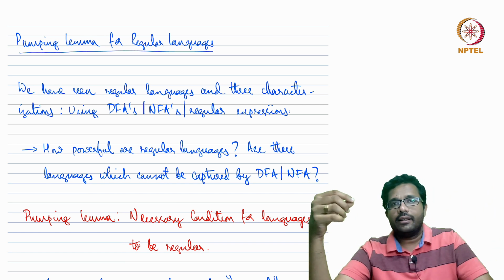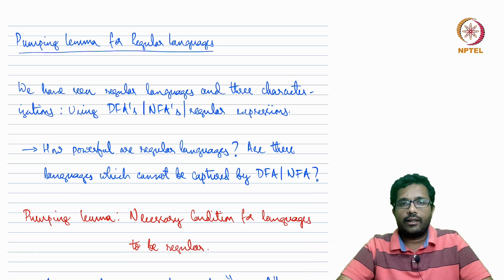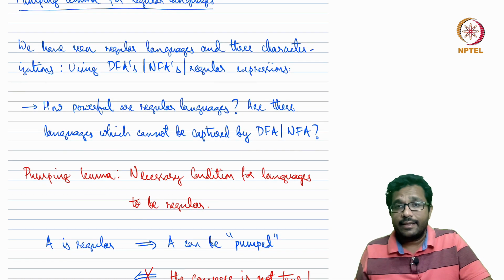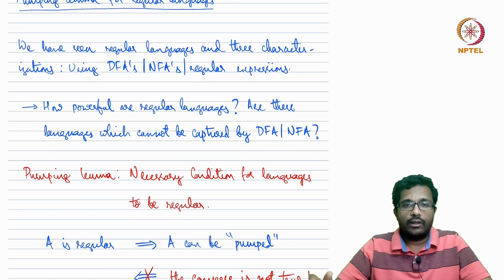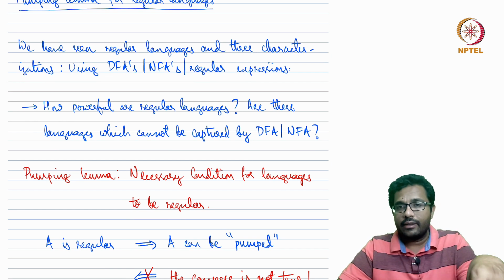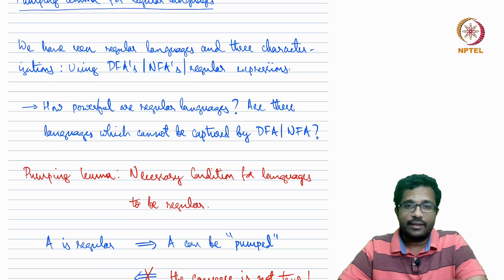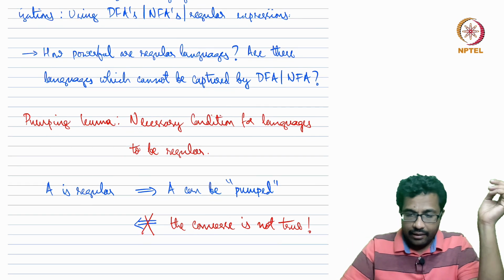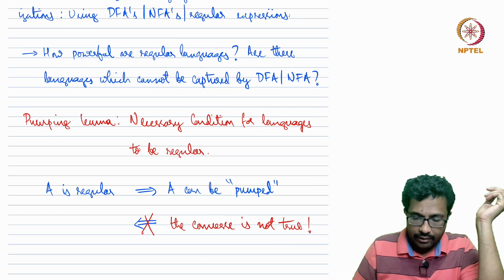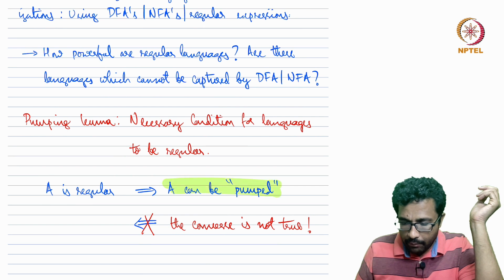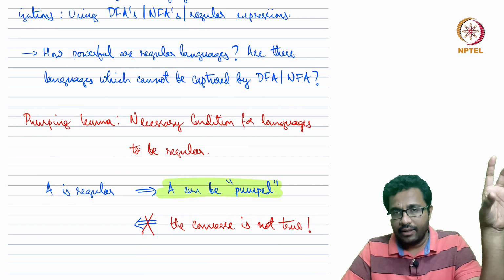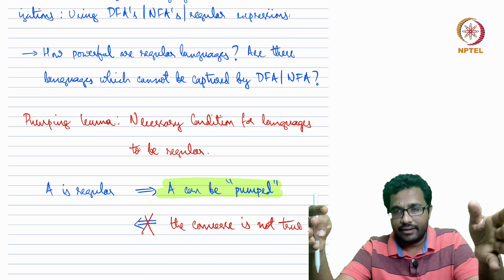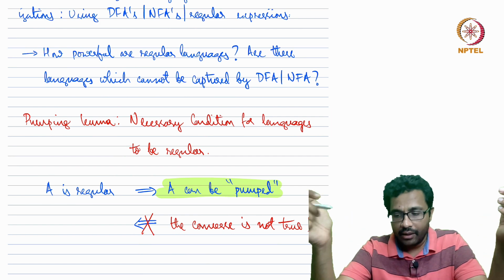So the pumping lemma gives us one way to answer this question. The pumping lemma is a necessary condition for languages to be regular, meaning if a language is regular, certain conditions have to be satisfied. So in other words, if A is regular, then A can be "pumped". I have put "pumped" in quotes because when I say it can be pumped, it means it can satisfy the conditions. It is the necessary condition that I meant.